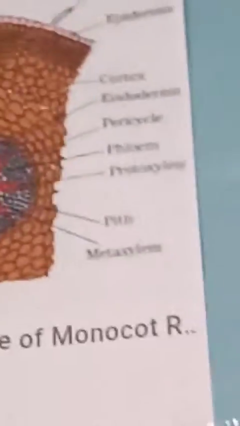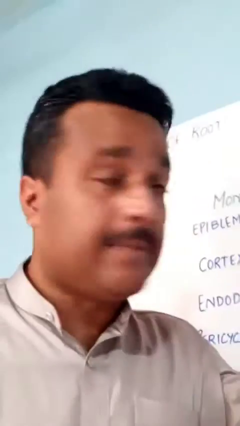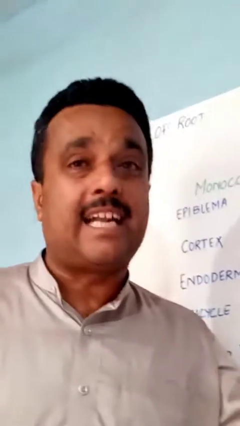Then we will see the pith. Pith is somewhat large in size, it is mainly parenchymatous in nature, and it is centrally located. This is all about the anatomy, the histology of the root.